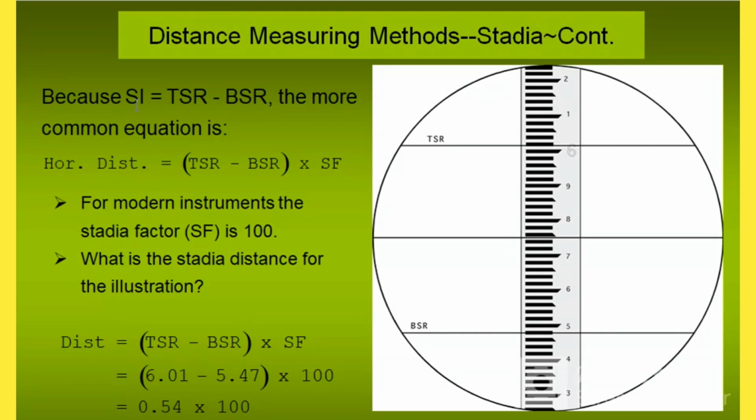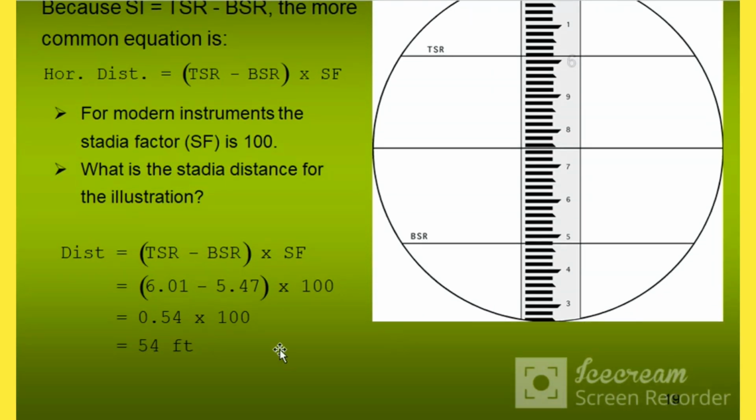SI is equal to TSR minus BSR. The more common equation is horizontal distance equals TSR minus BSR multiplied by SF. For modern instruments, the stadia factor SF is 100. What is the stadia distance? For the illustration, the distance is equal to TSR minus BSR multiplied by SF. So 6.01 minus 5.47 multiplied by 100, so it is equal to 54 feet.